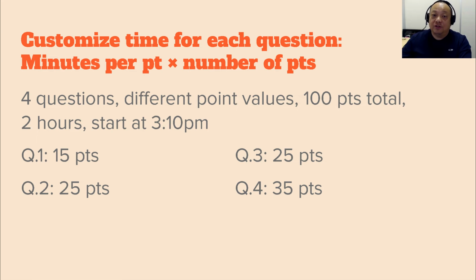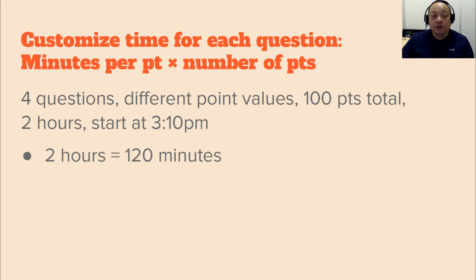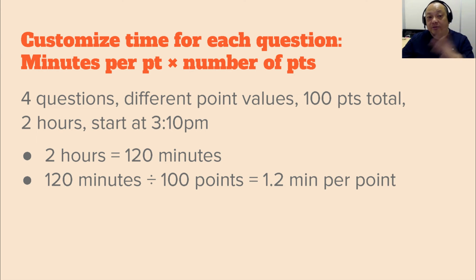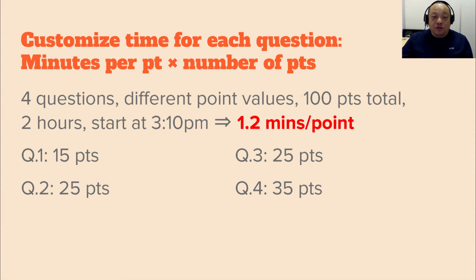specific question. Let's compute. First, 2 hours equals 120 minutes. 120 minutes divided by 100 points equals 1.2 minutes. By the way, 1.2 minutes actually means 1 minute and 12 seconds, but it doesn't matter. You don't need to know that. We'll just compute with decimals and round off if necessary. We know the 1.2 minutes per point.